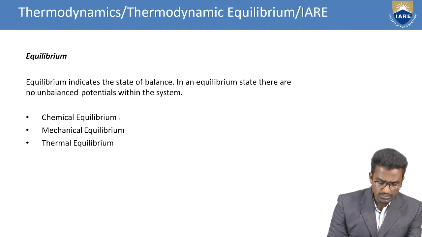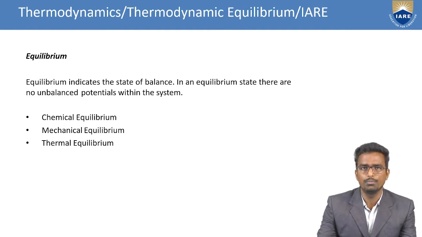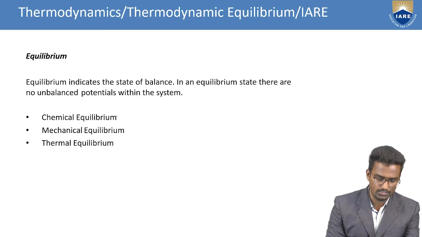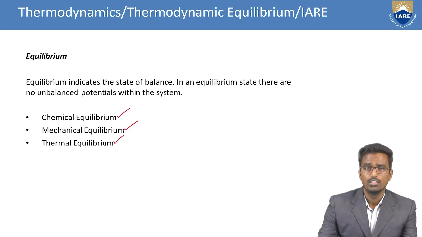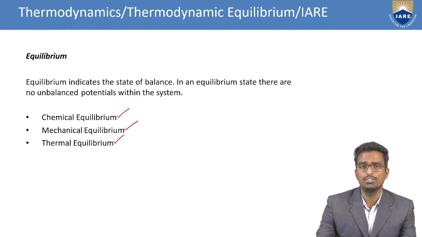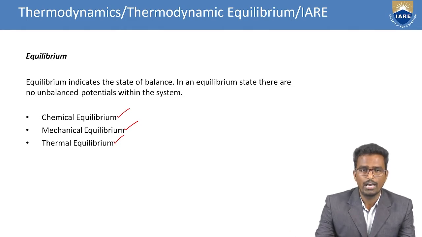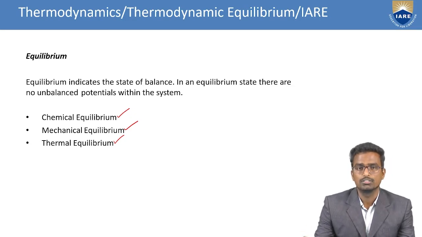Generally, if a system is in chemical equilibrium, mechanical equilibrium, and thermal equilibrium, all three together, then we can say that it is in thermodynamic equilibrium. Now we'll discuss individual points on chemical, mechanical, and thermal equilibrium.